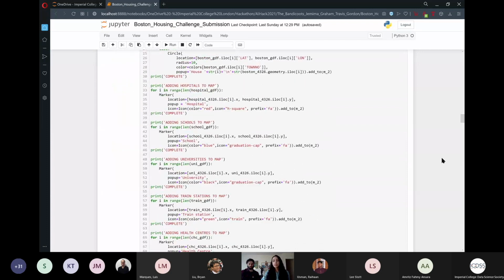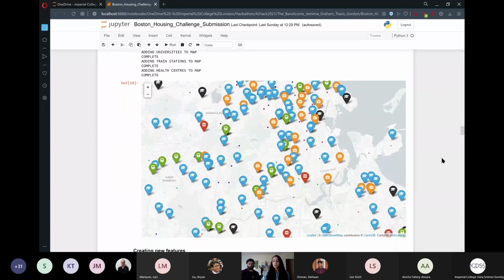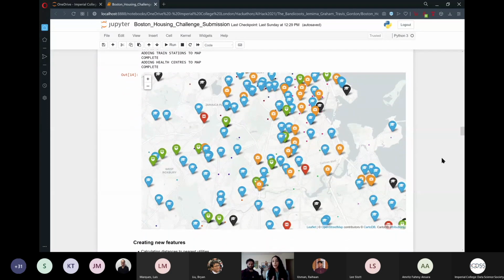One of the first things that we did was visualize the geospatial data on a map, and you can see that we have lots of icons representing schools, hospitals, universities, etc. And we also have these little colored points here. And these coloured points are the houses, and they're coloured according to the town that they're in, because we just wanted to get a sense of what information the data set was giving us.